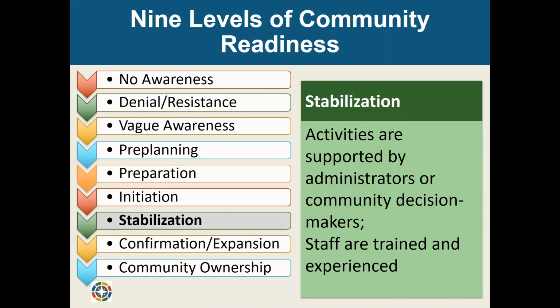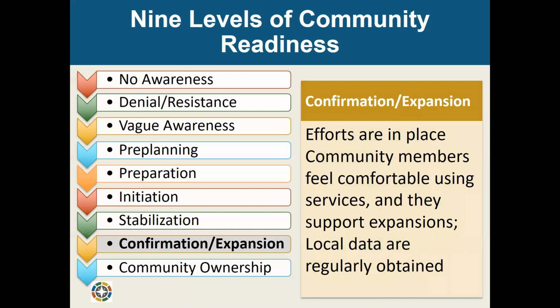Talking about stabilization next. This is where activities are being supported by administrators or those county decision makers, those key leaders we mentioned. This is where we have some staff becoming trained and experienced in the issue we're dealing with, as well as some strategy to make some changes and headway with that issue. Then we're moving to confirmation and expansion. So we know efforts are in place. The community members are feeling comfortable with our services. They're supporting our continued expansion and growth.